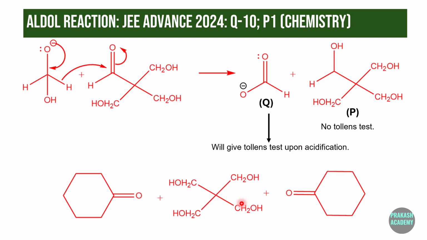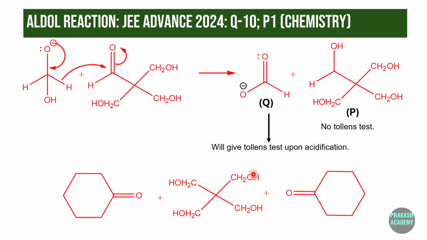Now compound P has one carbon with a CH2OH group, CH2OH group, CH2OH group, and this is also a CH2OH group. So on one carbon we have 4 CH2OH groups, and when this reacts with cyclohexanone, what happens is you remove one H2O molecule, so this forms an acetal. So from this side you can remove one H2O, so this oxygen, hydrogen, hydrogen. So you can remove an H2O molecule and you will form a bond. This side also you will remove H2O and you will form a bond.